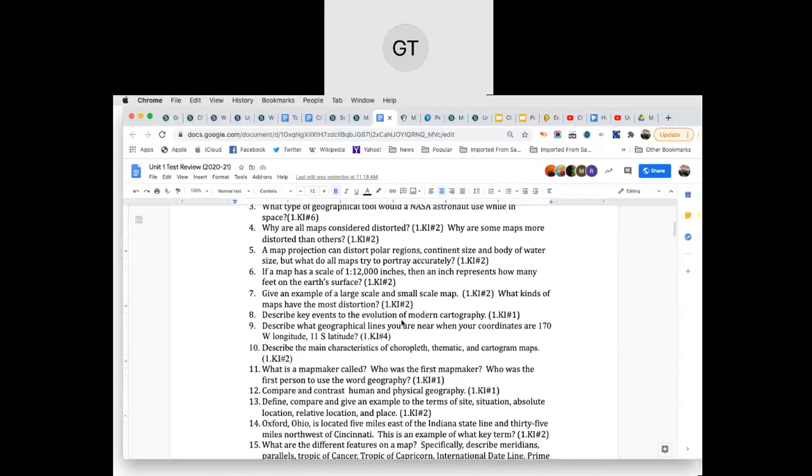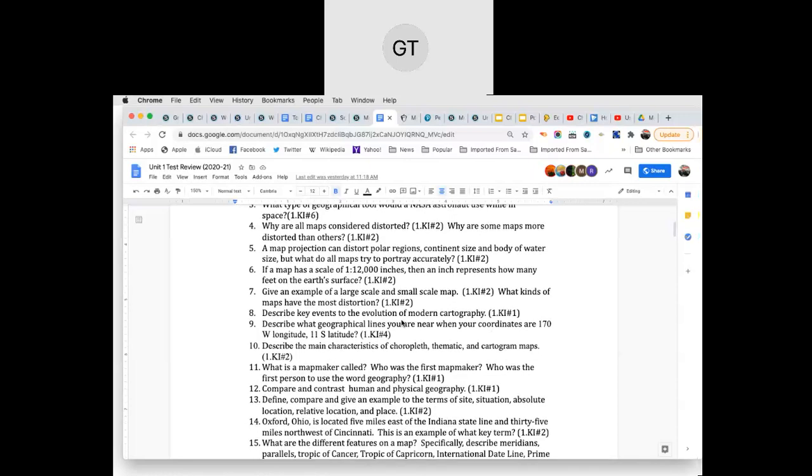7, give an example of a large scale and a small scale map. A large scale, just keep in mind, large scale is when you zoom in and you see large detail. And then small scale is when you zoom out and you see small detail. What kind of maps have the most distortion? Small scales, because they have the least amount of detail indicated in a map.